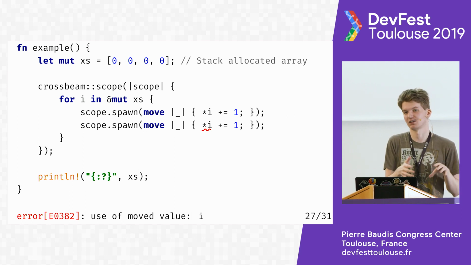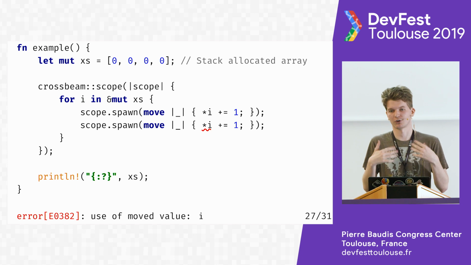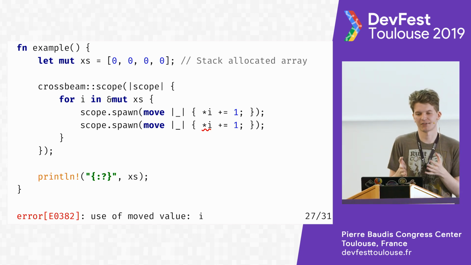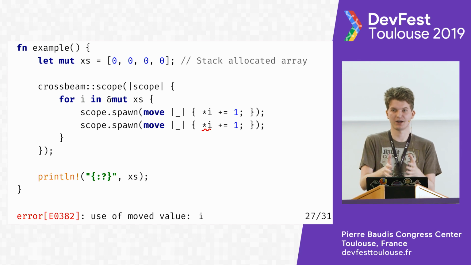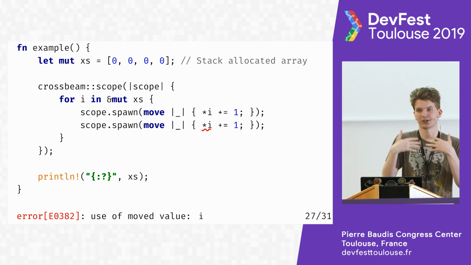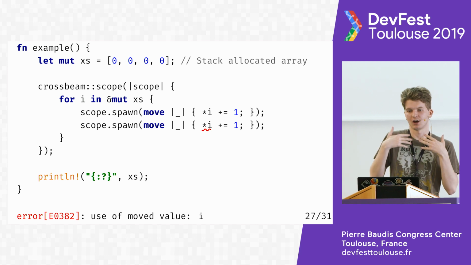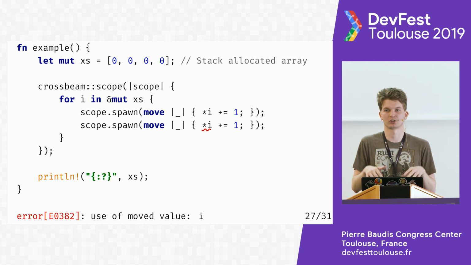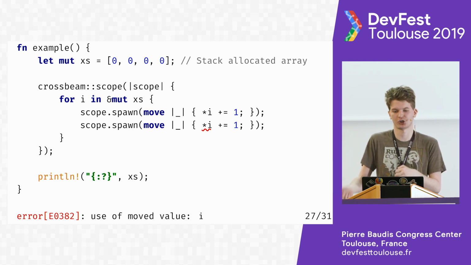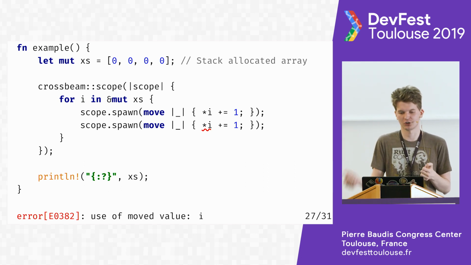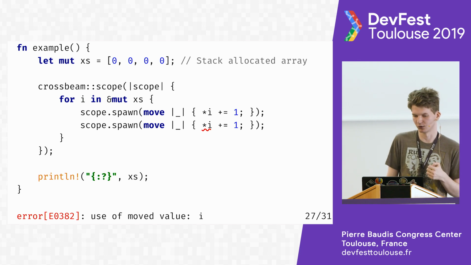So the fact that the code on the previous slide works is great. The fact that the code on this slide does not compile is absolutely amazing. This is exactly what protects you from shooting yourself in the foot when you write multi-threaded programs in Rust. If you try to accidentally share something which shouldn't be shared, the compiler will just catch you and say that this won't do.